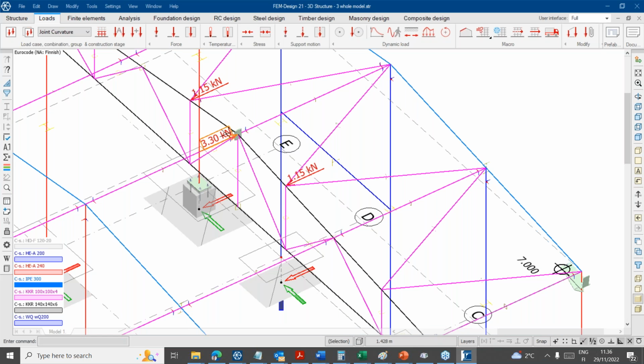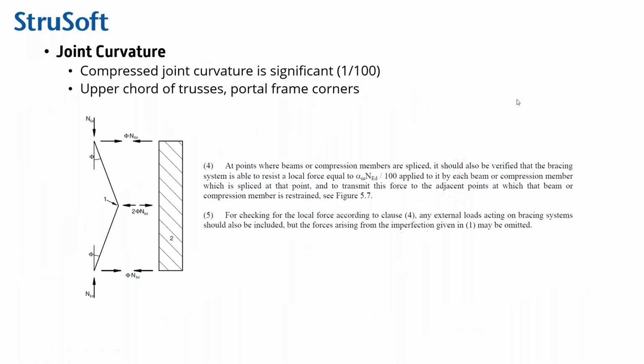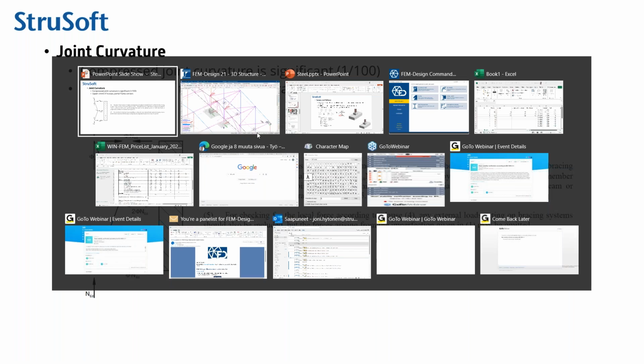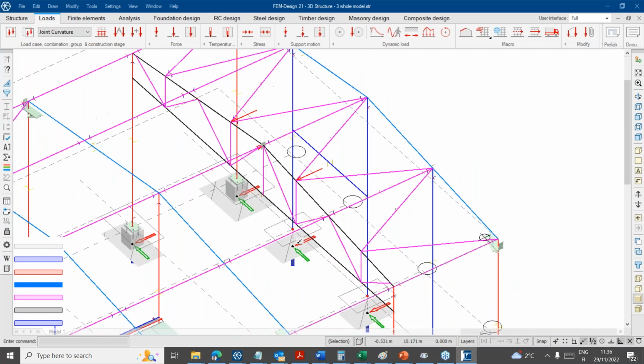The good thing about these joint curvatures is that they don't have to be taken into account at the same time as all the other loads. So this is an individual check that should be done. Eurocode states that you only have to do these without any other loads. So either it's joint curvature or it's the truss curvature, but not both. They are not affecting at the same time.